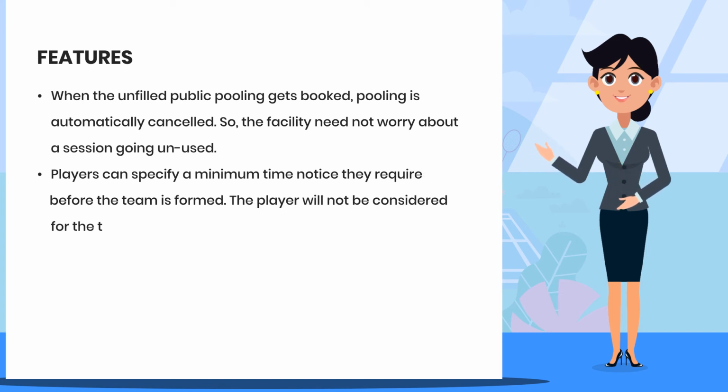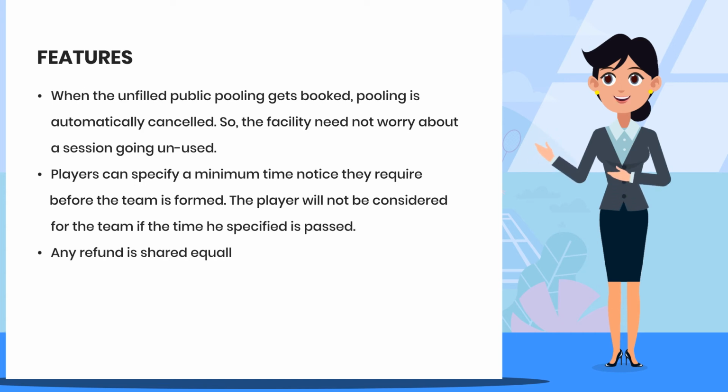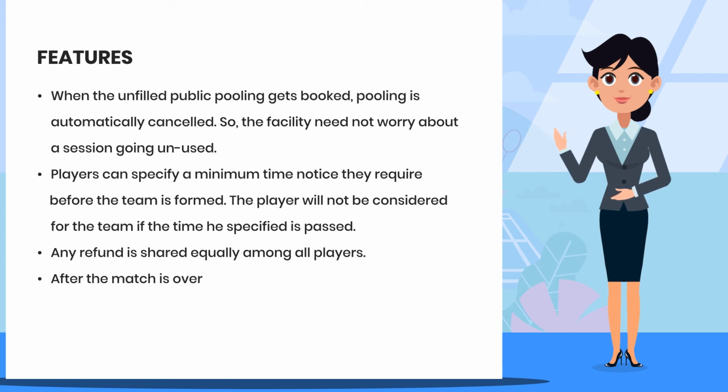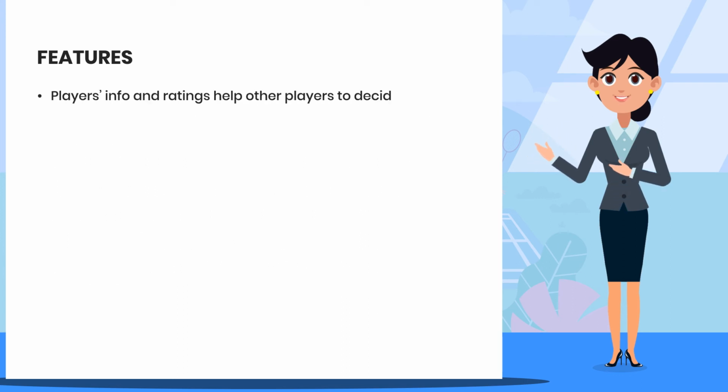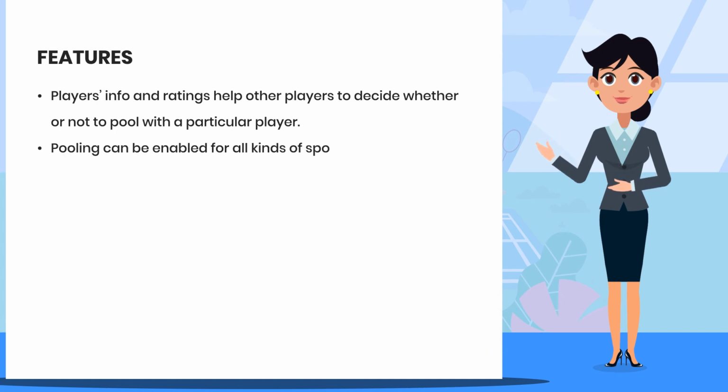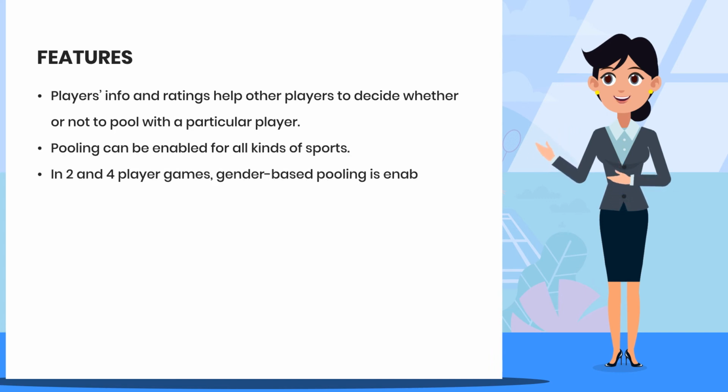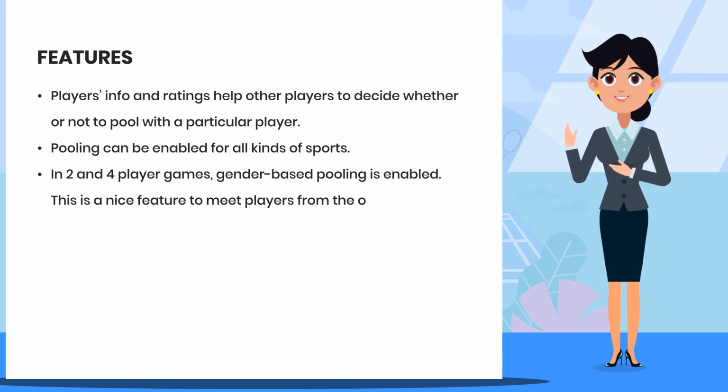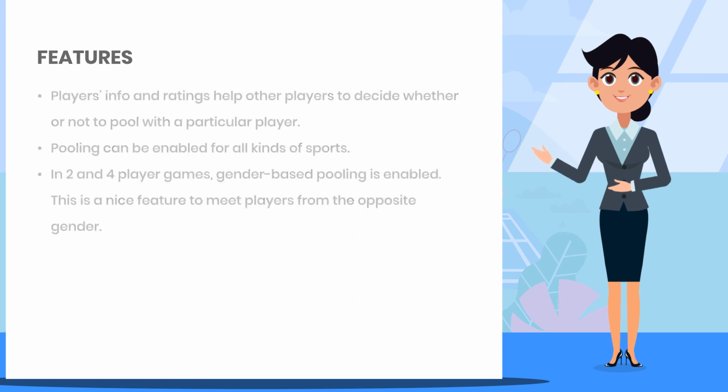Players can specify a minimum time notice they require before the team is formed. The player will not be considered for the team if the time he specified is passed. Any refund is shared equally amongst all players. After the match is over, players can rate one another. Players' info and ratings help other players to decide whether or not to pool with a particular player. Pooling can be enabled for all kinds of sports. In 2 and 4 player games, gender-based pooling is enabled. This is a nice feature to meet players from the opposite gender.